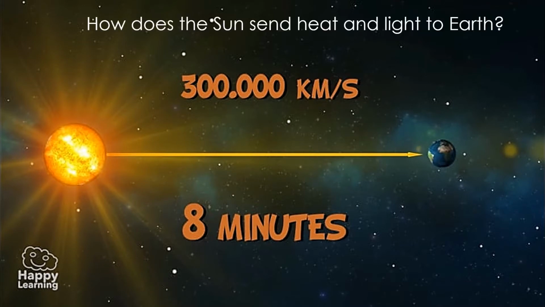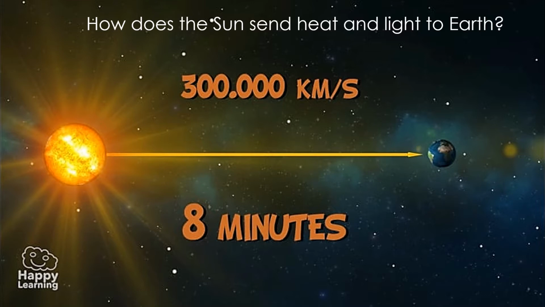So how does the sun send heat and light to Earth? Yeah, 300 kilometers per second. That's the speed of light. So the light will reach the Earth in 8 minutes. The sun sends heat and light to the Earth in the form of radiation. So all of the energy from the sun that reaches the Earth arrives as solar radiation.